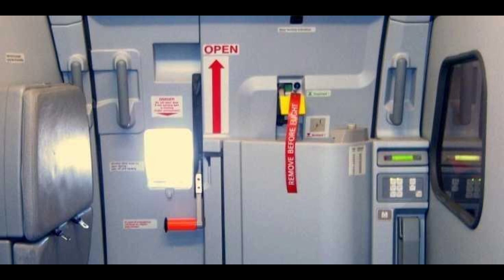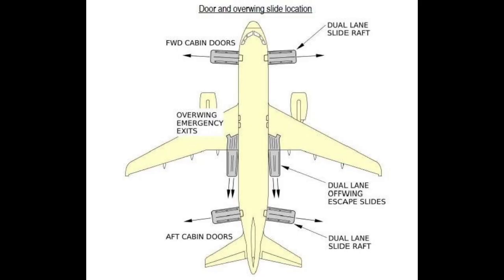Tail cone exit. Some aircraft models have emergency exits at the rear fuselage. Features: located in the tail section, provides an additional evacuation route, common on certain regional and older aircraft designs.